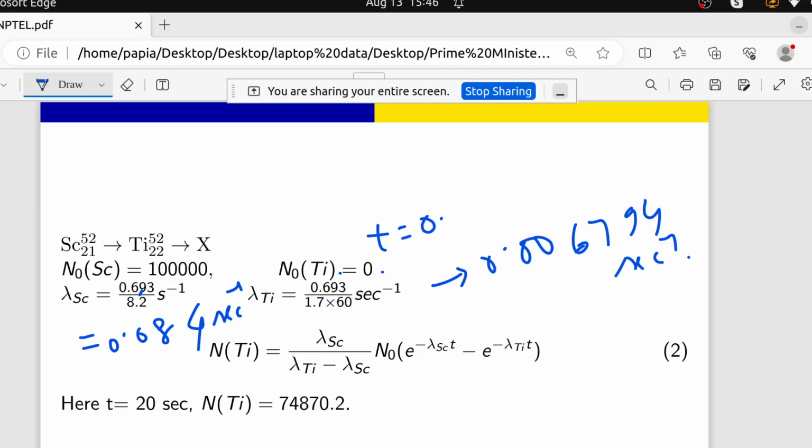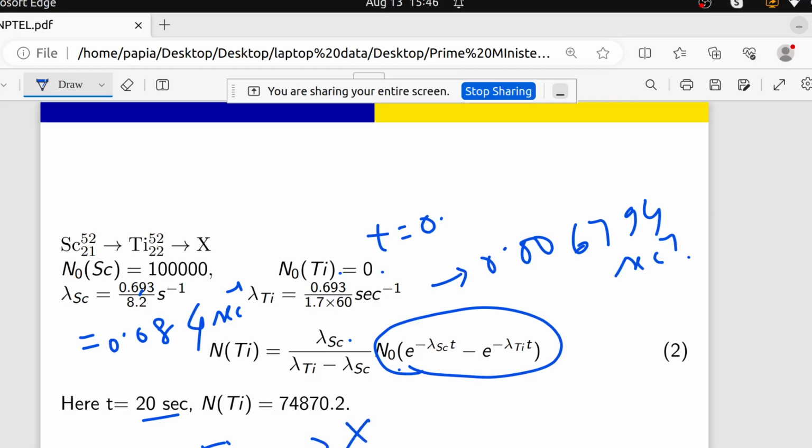Fine. So now they are asking how many ti atoms will be present after t equals 20 seconds. So what will that be? It is lambda sc minus lambda ti minus lambda sc into n0 and this one. So how is this coming? Let's say I had at first scandium, then titanium, then X.